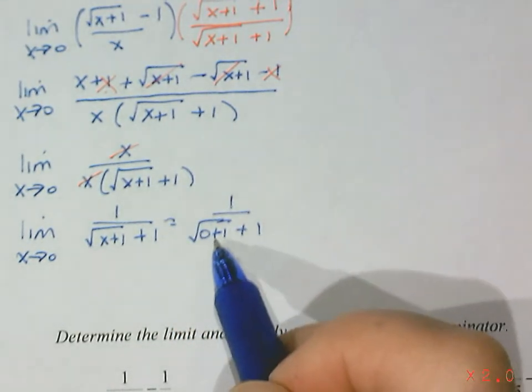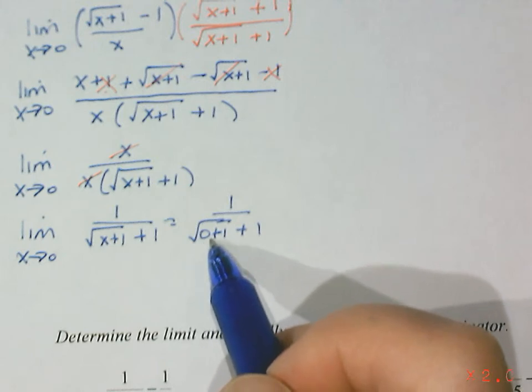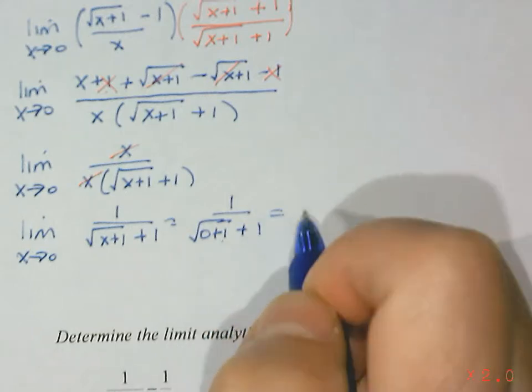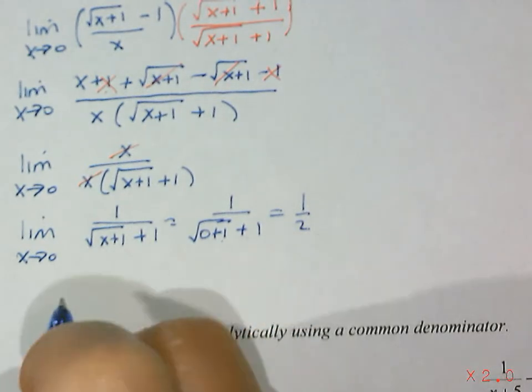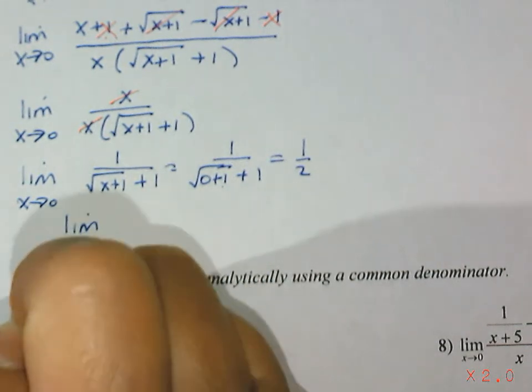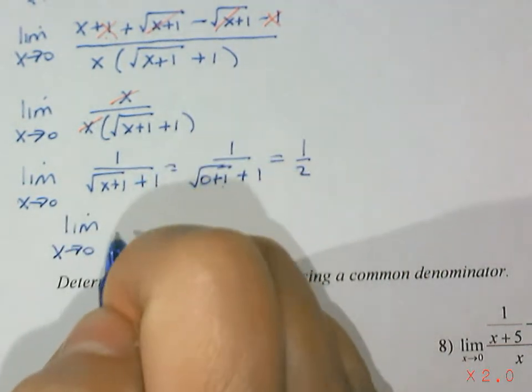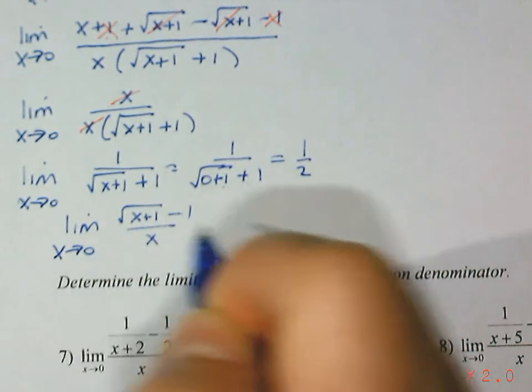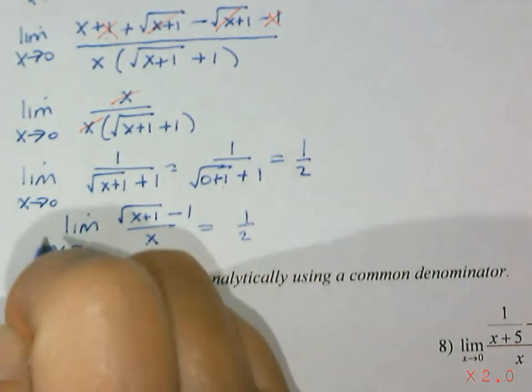Now when I substitute a 0 in for x, the square root of 0 plus 1 is the square root of 1. The square root of 1 is 1. So 1 plus 1 is 2. So my answer is going to be 1/2. So the limit as x approaches 0 of the square root of x plus 1 minus 1 over x is going to equal 1/2.